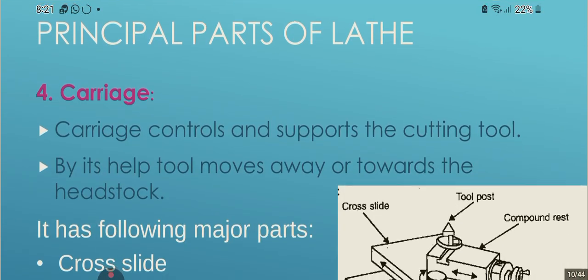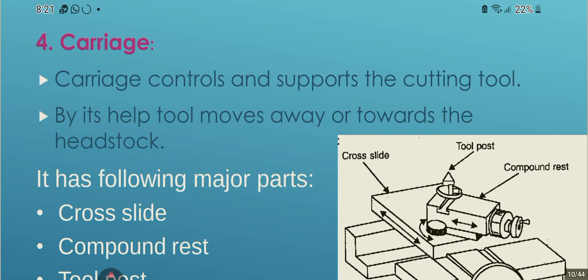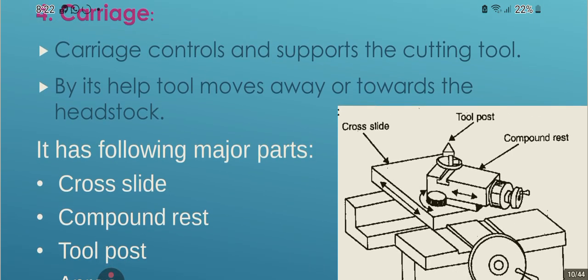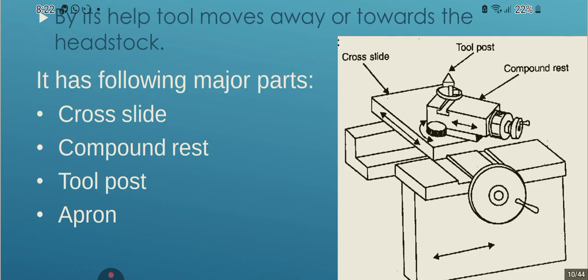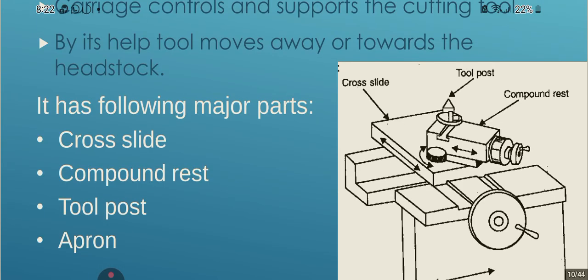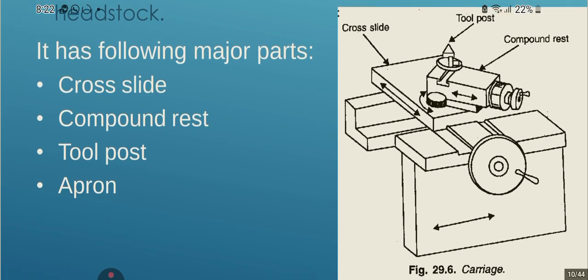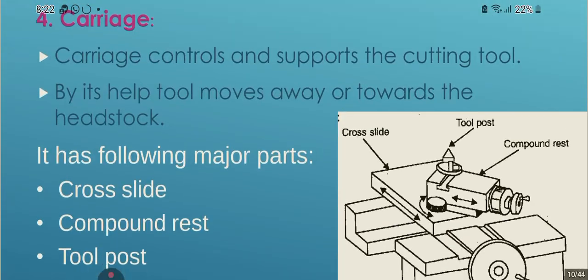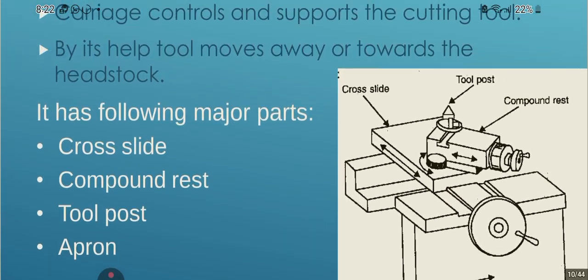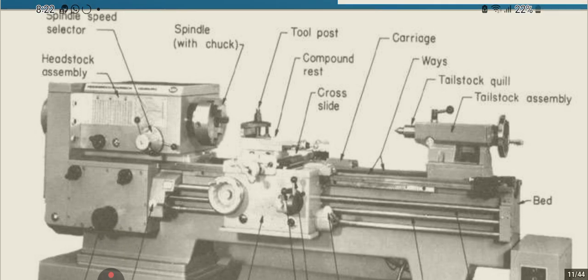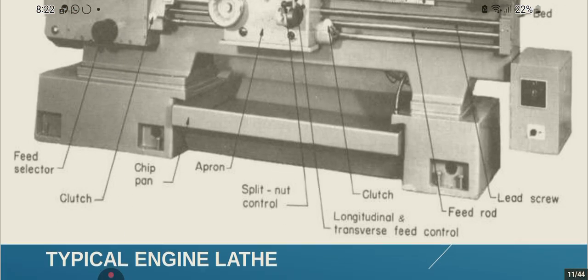Principal parts of the lathe: carriage. A carriage controls and supports the cutting tool. By itself, the tool moves away or towards the stock. Okay. There are the following major parts: cross slide, compound rest, tool post, and apron. It is a lot of parts, right? It's a very cool machine.